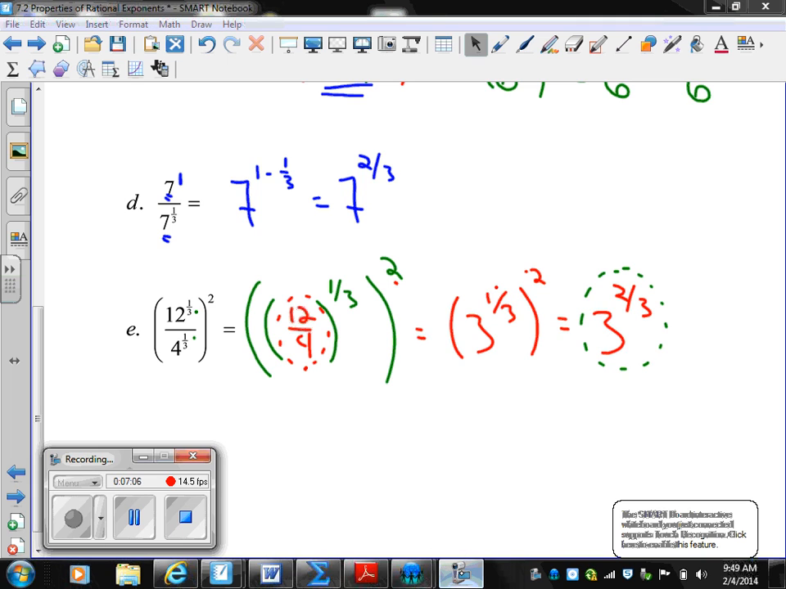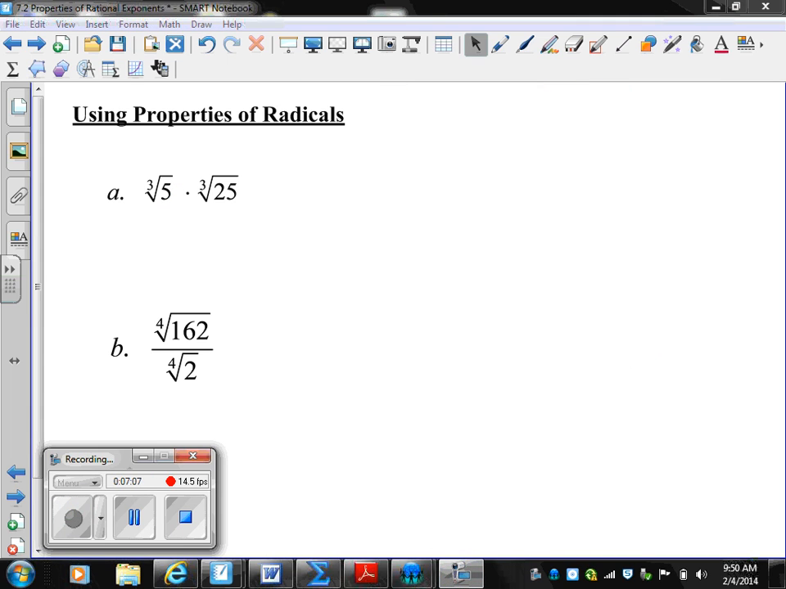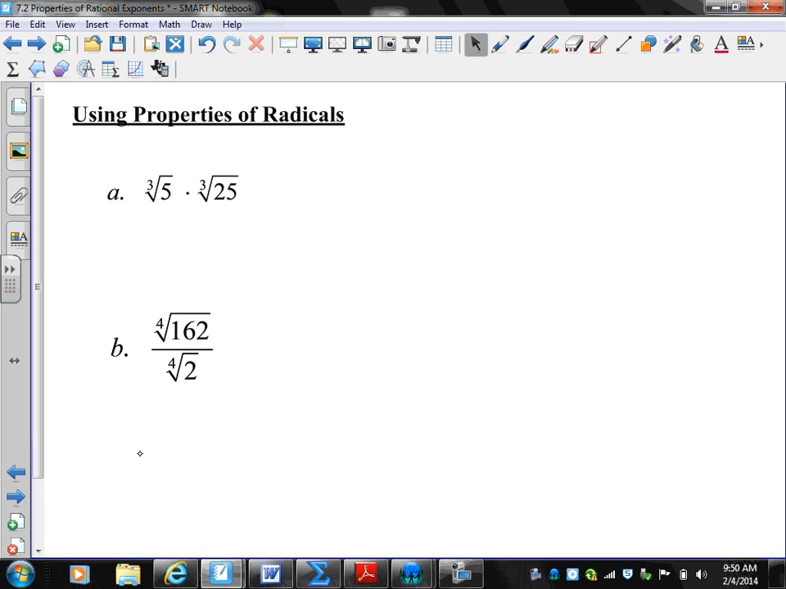So we saw back in the first session that radicals and exponents are really just two different forms of the same thing. So what holds true for exponent properties should hold true for radical properties. So I should be able to multiply terms that have the same index. So I'm going to do just that. This is going to be the cube root of 5 times 25.